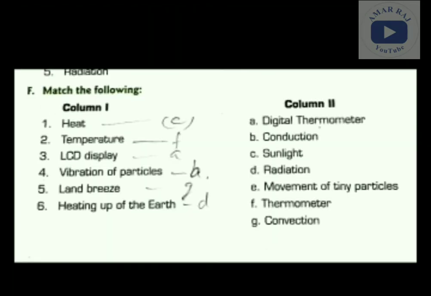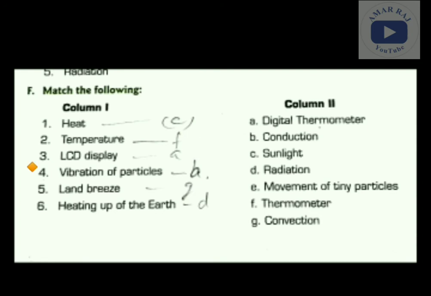Now students, let us see section F. Match the following. You can see 1, heat, and you will match heat to E, that is movement of tiny particles. As you know, heat causes movement of molecules in a substance. Now 2, temperature, and you will match it with F, that is thermometer. Temperature is measured with a thermometer. 3rd, LCD display, you will match it with A, that is digital thermometer. A digital thermometer has an LCD display.